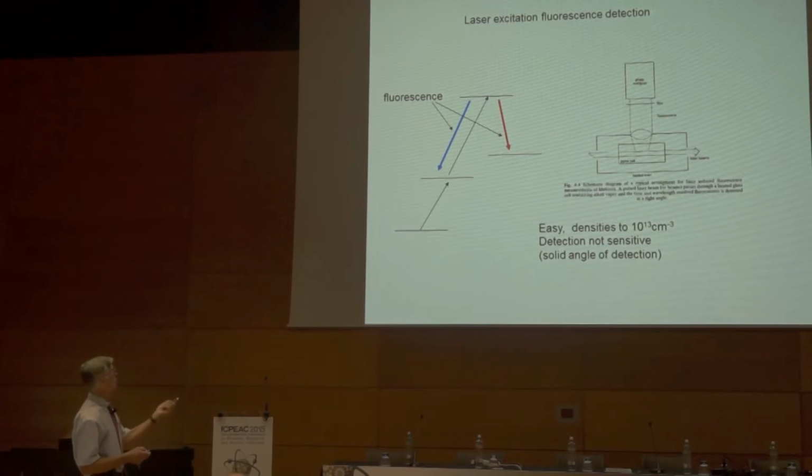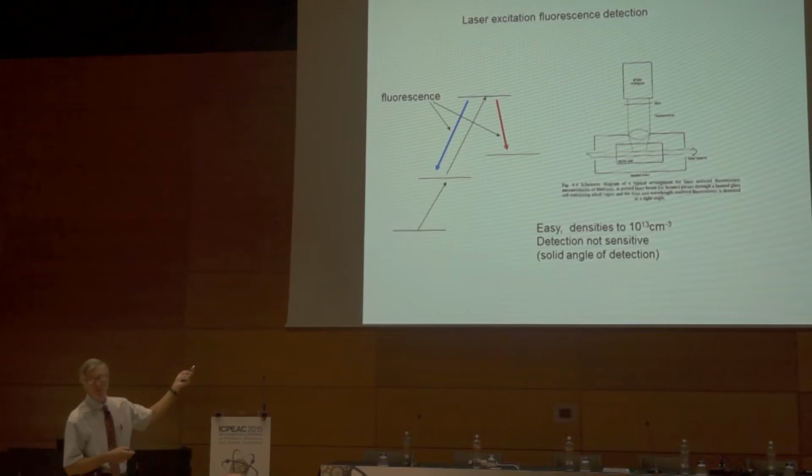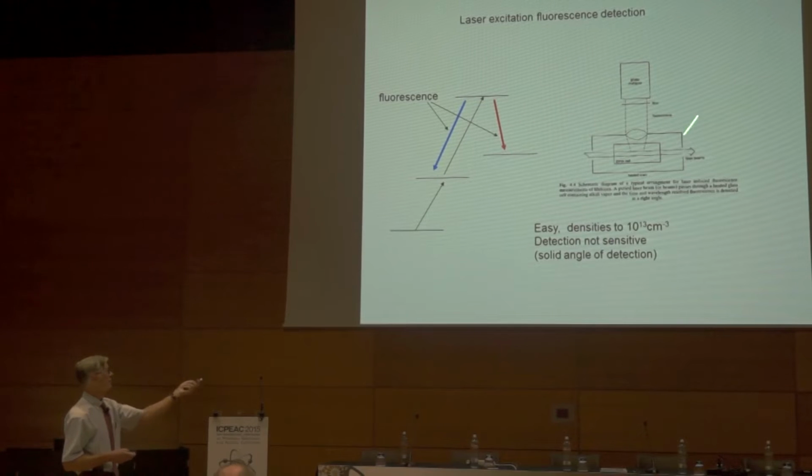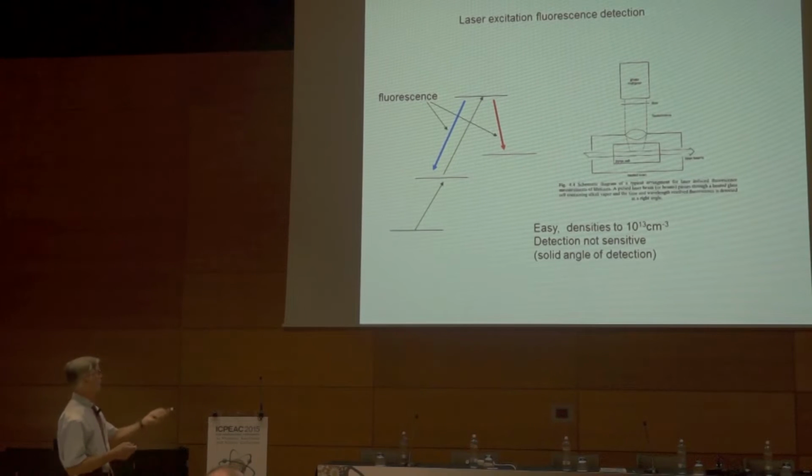You can detect them in a variety of different ways. The first way people used was simply fluorescence subsequent to laser excitation. This is really simple, but it's not too sensitive because the photons go off in all possible directions.